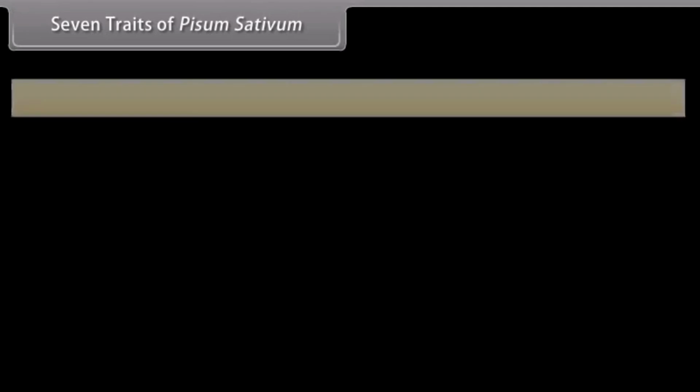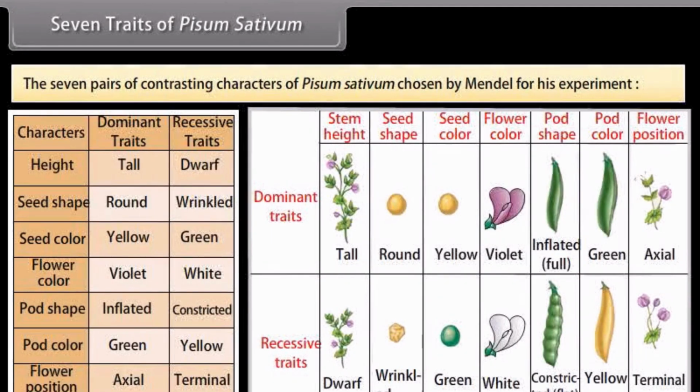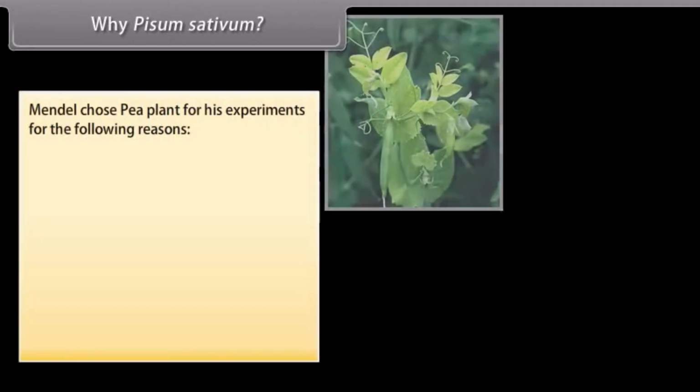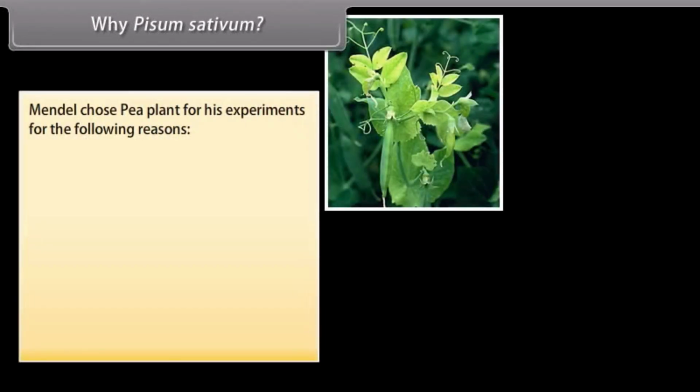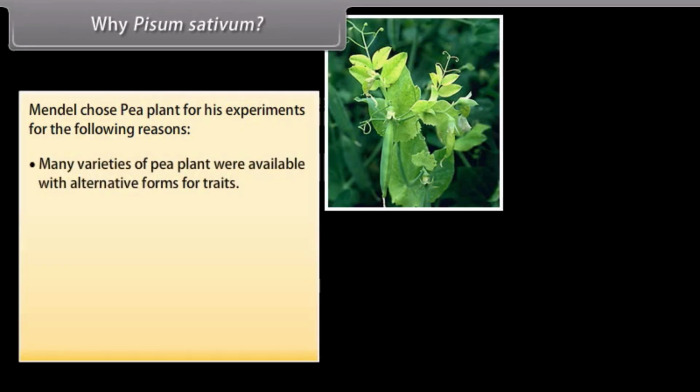Seven traits of Pisum sativum. The 7 pairs of contrasting characters of Pisum sativum chosen by Mendel for his experiment. Why Pisum sativum? Mendel chose pea plant for his experiment for the following reasons. Many varieties of pea plant were available with alternative forms for traits.